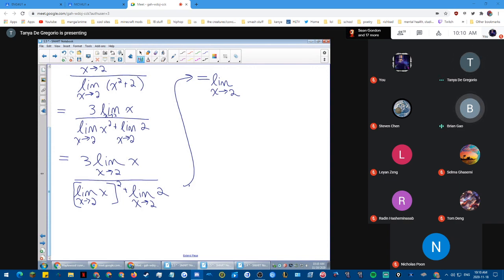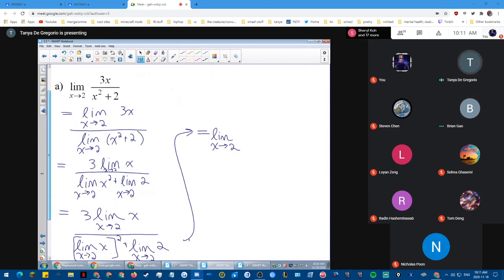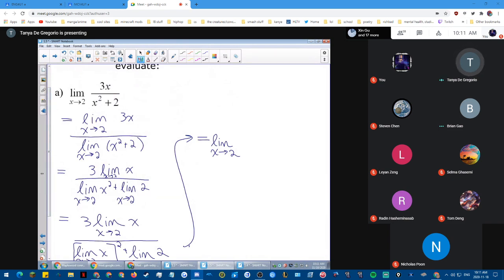Miss, couldn't we do the multiplication from the start, from the first step, to do like a reciprocal? What do you want to do? Do you want to bring that x squared plus 2 and make it a -1? Is that what you mean? No, I mean like the limit of 3x times the limit of 1 over x squared plus 2. Oh, no, I wouldn't do that. I wouldn't even make it negative in this case, because that's essentially what you're doing, right? If you want to use multiplication, you want to make that exponent -1. Yeah. I wouldn't.